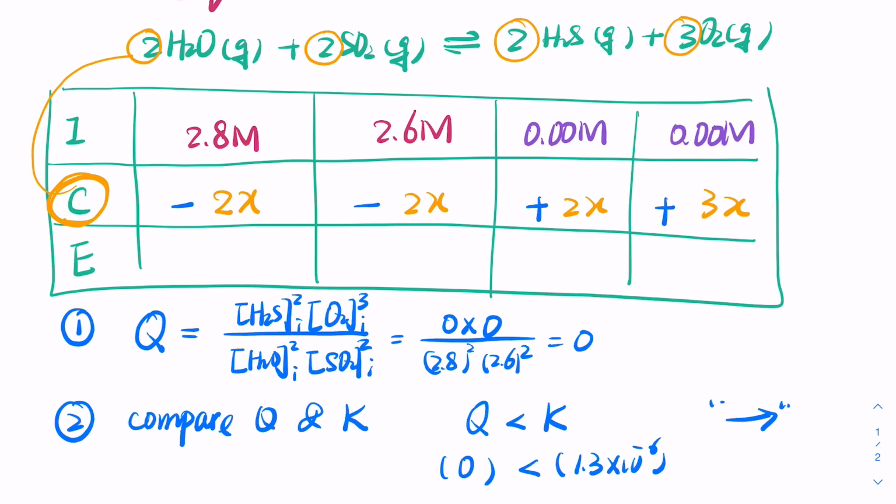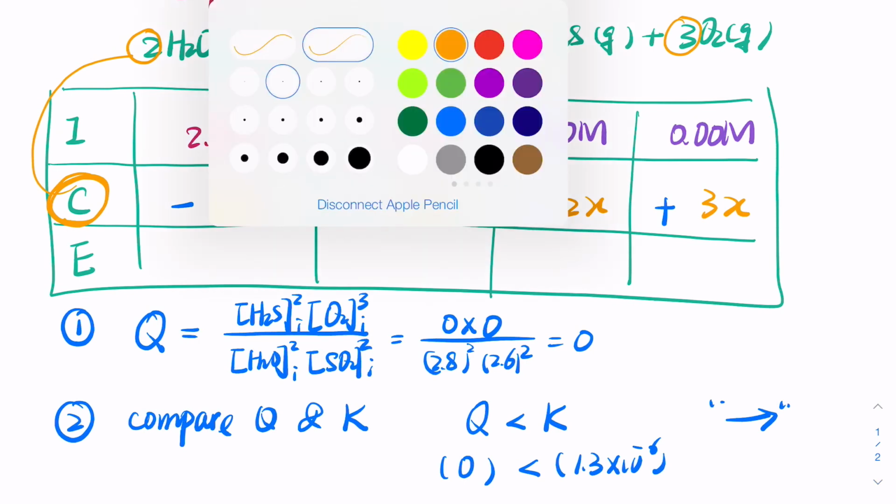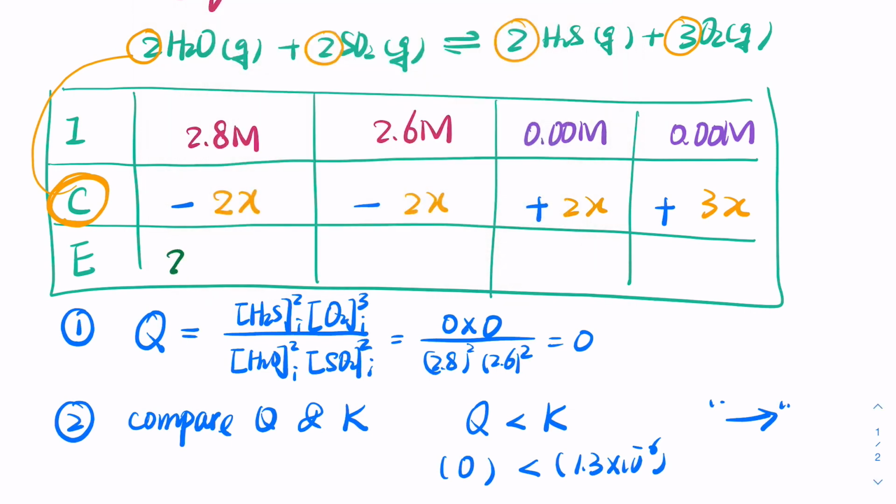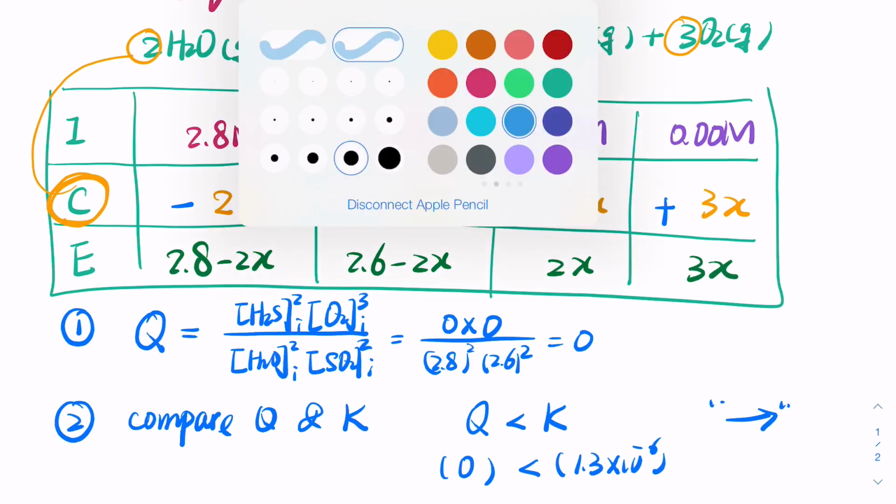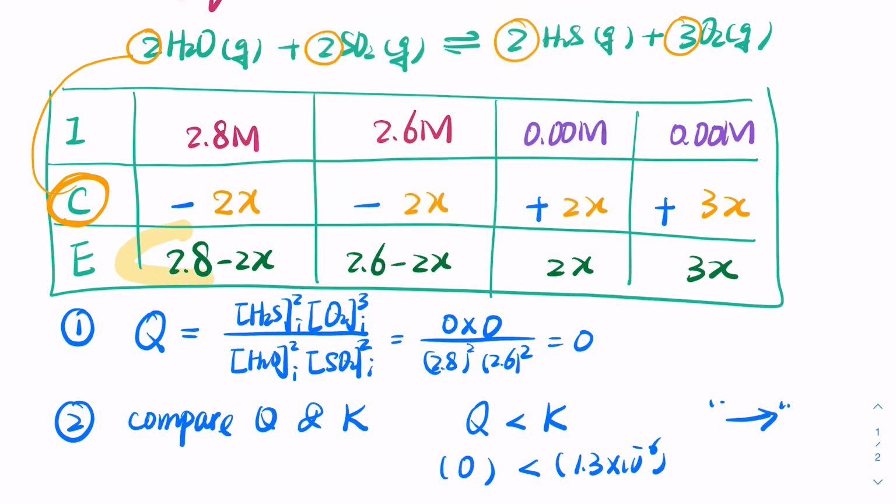Now it's not so bad. We can just add up the initial and the change, and then fill out what's happening at equilibrium. So you have 2.8 minus 2x, 2.6 minus 2x, then 2x and 3x. As I keep saying, what do we need to proceed? We need this, the equilibrium.